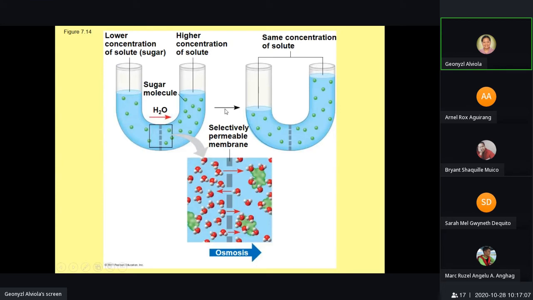So let's have an experiment. Okay. So let's have this experiment on sugar and water. So the tube containing water and sugar but of different amount of sugar. Sugar will serve as the solute, whilst water will serve as a solvent, so mas maganda representation ang water.